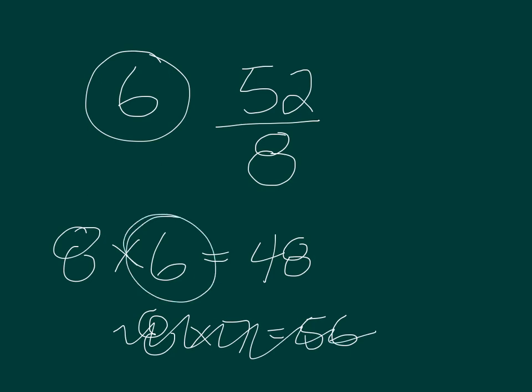So 8 fits into 52 6 complete times, and I will have a remainder. So I took care of 48 things, but I had 52. So if I had 52 things and I removed 48, I would have 4 left. 4 what's? 4 eighths.